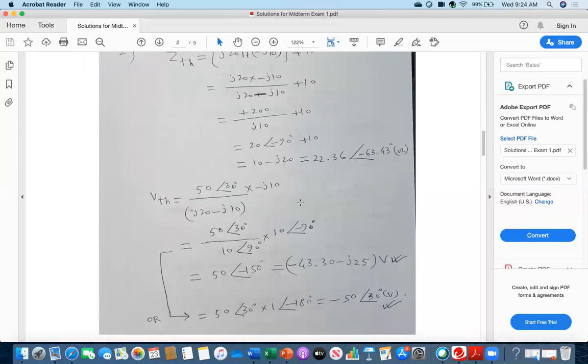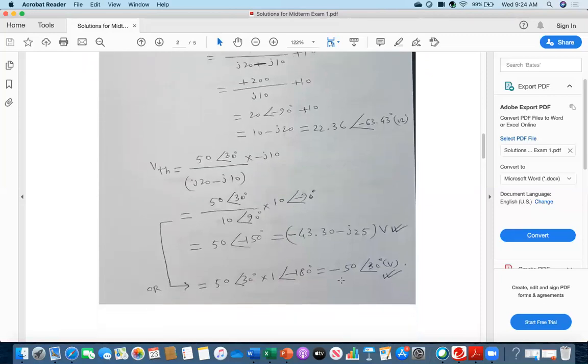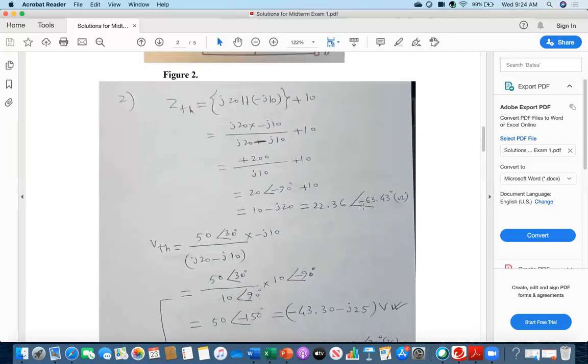So everybody got this result, either minus 50 angle 30 or this one. Did you all get it, or did you get a different result? I got that. Okay. And then the J Thevenin value, is it the same you got? Yes. Okay, great.